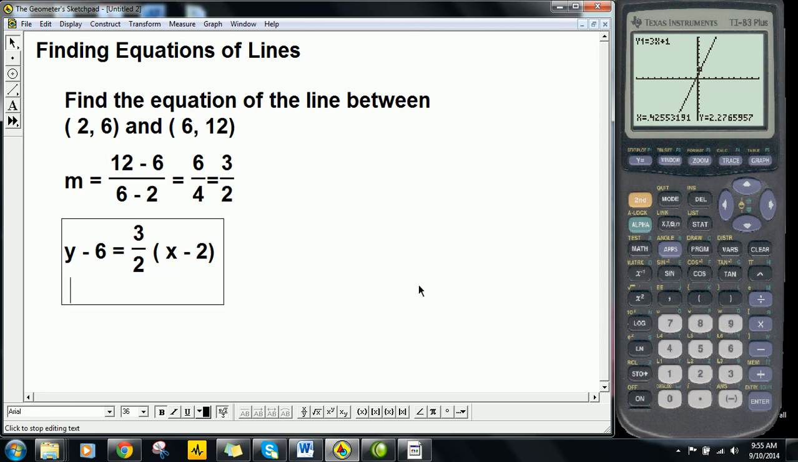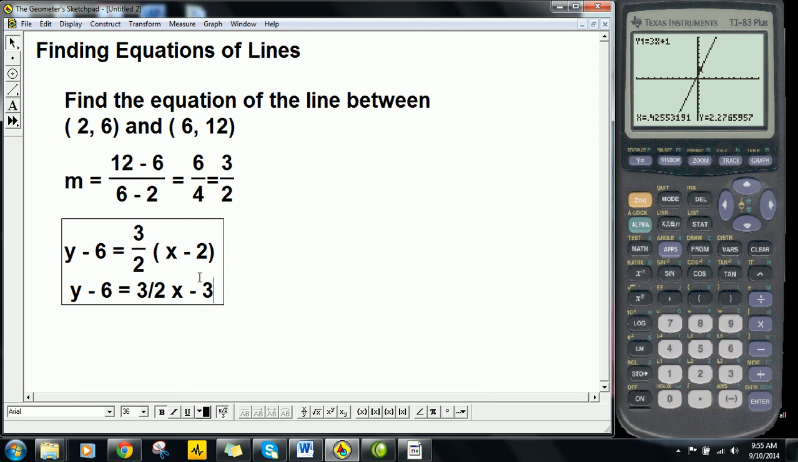So first I'm going to distribute the 3/2. I still have y minus 6 on the left, and that becomes 3/2 x on the right, minus 3/2 times -2. What does that equal? Well, the 2s cancel out. It's like -2 over 1, and I just get minus 3.